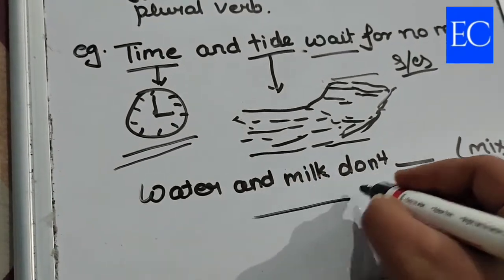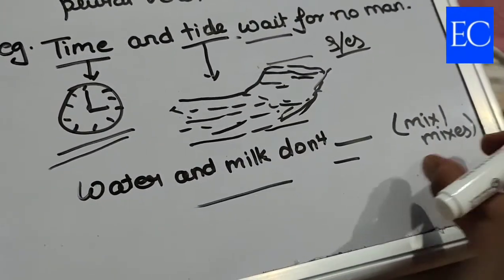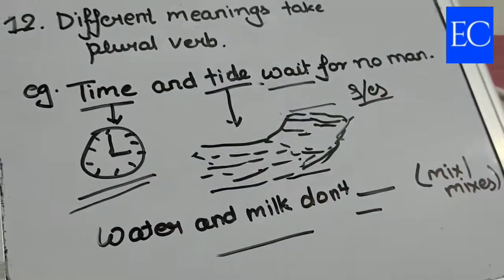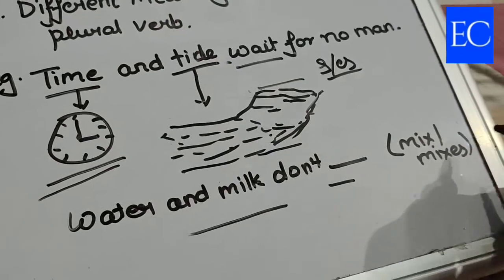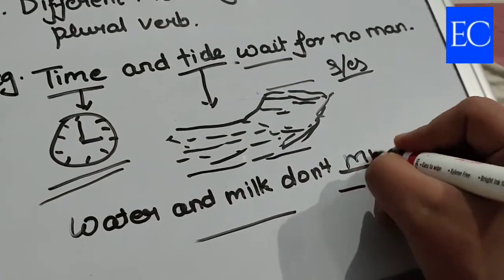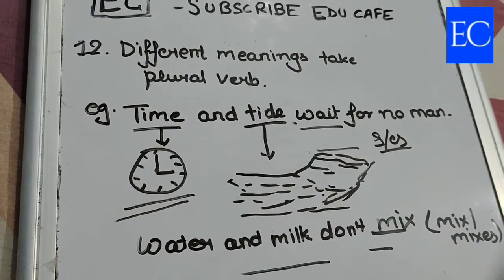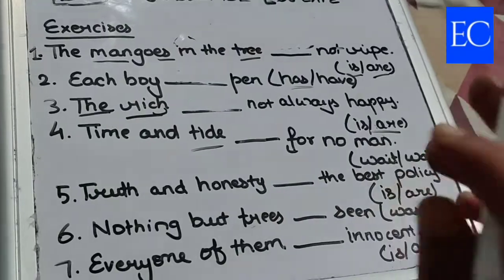"Water and milk don't dash." We have the options "mix" and "mixes". From the rules, we know that we have to put the plural verb. The verb is plural when no s or es is added. So "mix" will be the answer. So this was rule 12. It was explained that it will take a plural verb. Now some exercises based on what we have studied till now.